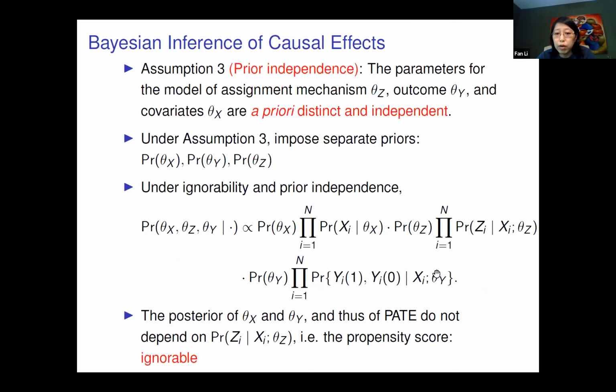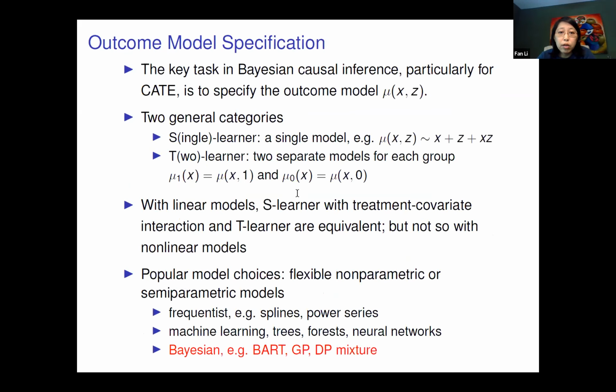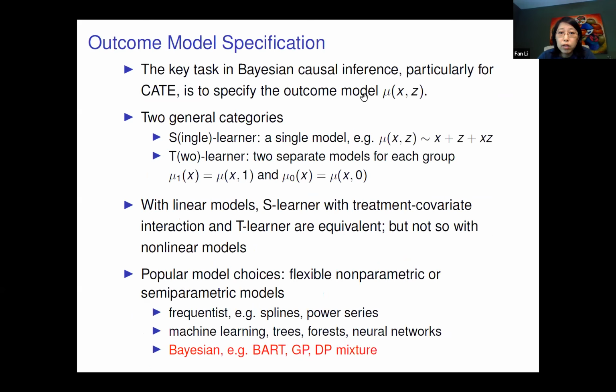Essentially, you need to build an outcome model, right? Then you need to impose a prior. And if you care about MATE, then this is all you need. Well, of course, under the assumption of the prior independence and ignorability. So now the central task in Bayesian causal inference, particularly if you care about CATE, becomes you specify an outcome model. Basically this model, now I call it mu of x, z. So what kind of model are we gonna have?